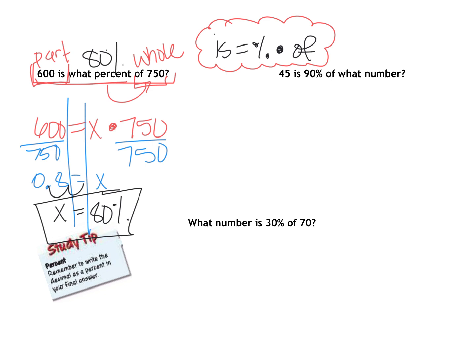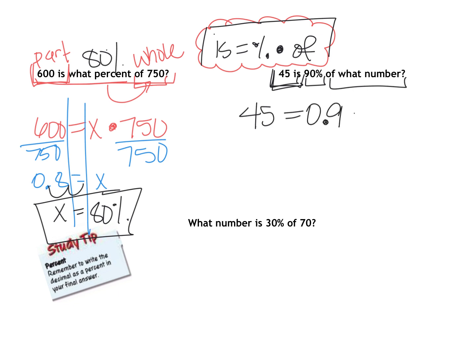Let's look at another one. 45 is 90% of what number? So we have is equals percent times of. Usually the is attached to the part. The of is attached to the whole. So I'm taking 90% of something equals 45. So 45 equals, I'm going to write my 90% as a decimal, which would be 0.9 times x.